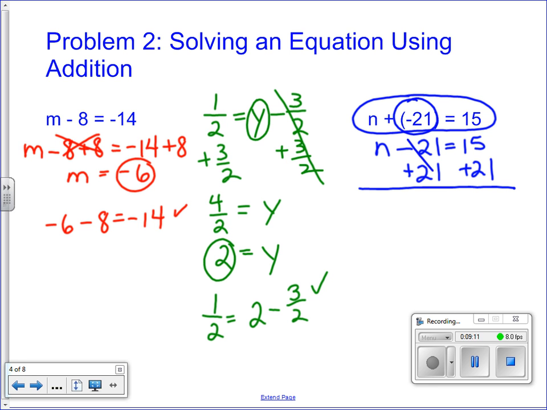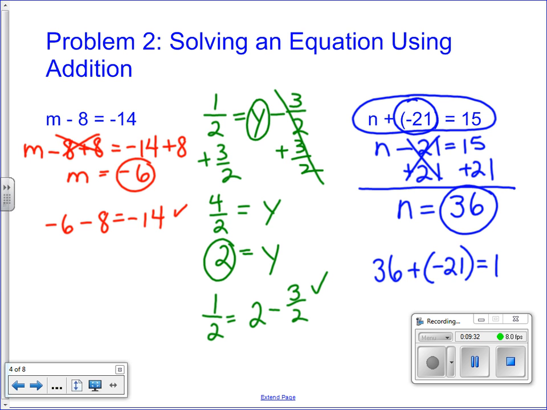Minus 21 plus 21 is 0. So I'm left with n equals 15 plus 21, which would be 36 for my answer. Showing my check, I would take 36 plus negative 21, always going back to the original equation, and check to make sure that you get 15.